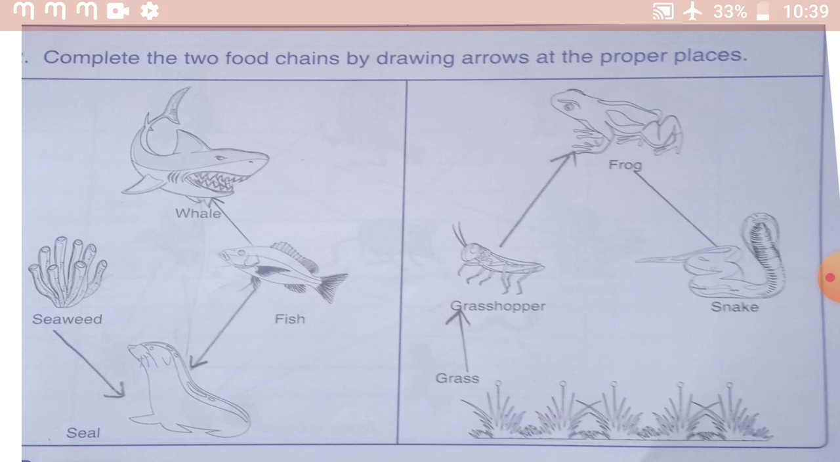Now question number 2. Complete the food chain by drawing arrows at the proper places. Now they have given these animal pictures, and you have to draw the arrow to show the food chain. You have to draw the arrow in proper place. I have drawn arrow like this. First one, seaweed eaten by seal, eaten by big fish, eaten by whale. Second one, grass eaten by grasshopper, grasshopper eaten by frog, frog is eaten by snake.